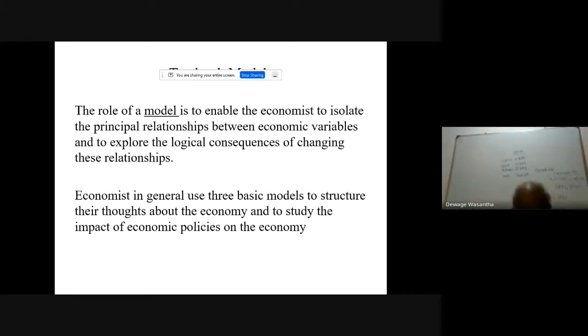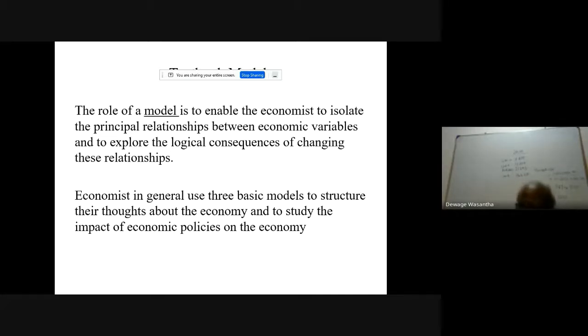Living standards deteriorate, like that. You can say something about this using a model, using a national income model. Economists in general use three basic models to structure their thoughts about the economy and to study the impact of economic policies on the economy. Now, these models are important.